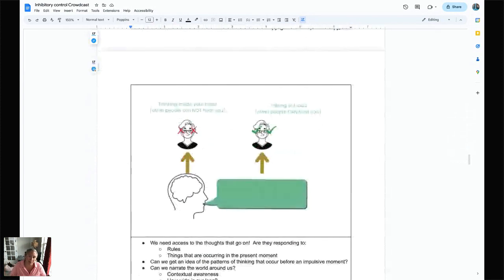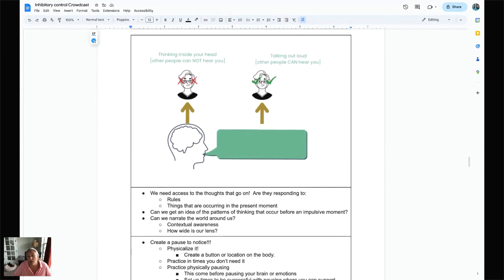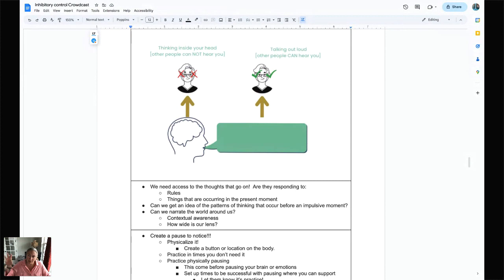We need access to those body sensations that are showing up, those thoughts that are going through our advisor, right? Are we responding to rules? Are we responding to things that are actually happening in the current moment? Are we doing time travel, right? Are we predicting, like, I'm never going to get a turn with that toy? Am I predicting, like, this happened and class ran out of time and I didn't get a turn to be the tagger and beanbag pirate, whatever game they're playing, right?